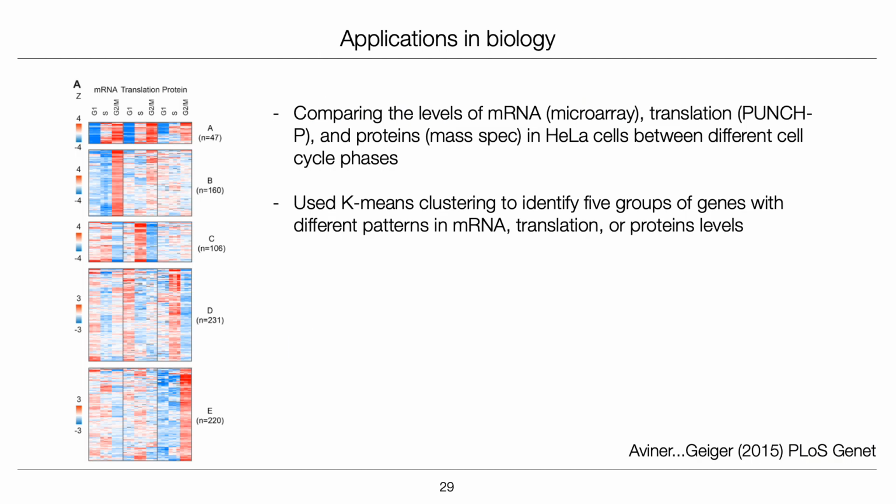Here is a biological example of k-means clustering at work. In this 2015 paper, data were generated on mRNA translation and protein levels in HeLa cells across the cell cycle. K-means clustering was used to discover 5 groups of genes with different patterns in these 3 types of data across the cell cycle. So that ends our first section of the course.